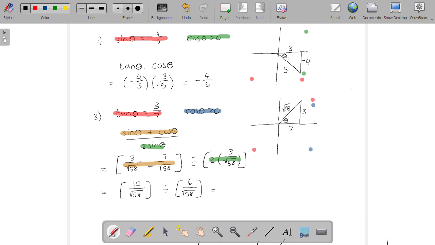And if I'm dividing by a fraction, I multiply with the reciprocal. So my answer is 5 over 3. Because this and this cancels out. So then you have to do that part. You have to do that part.